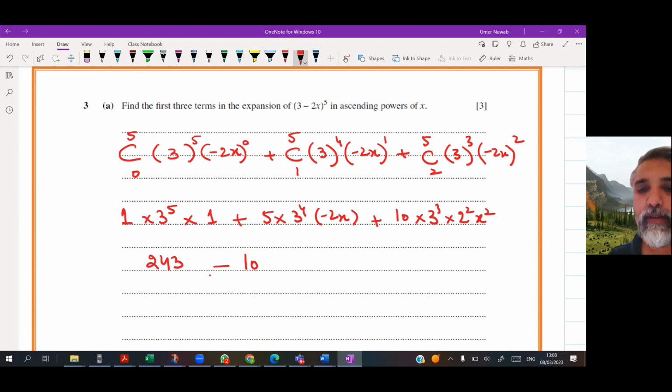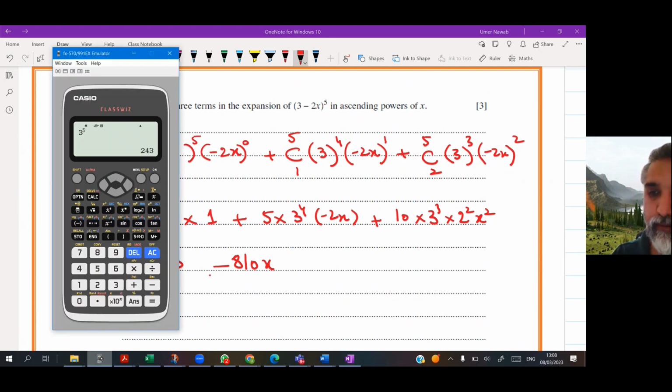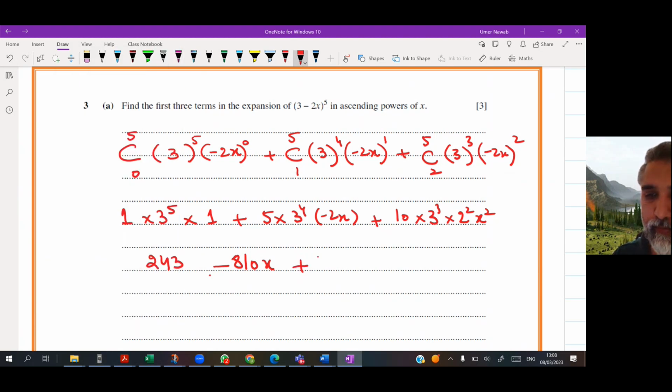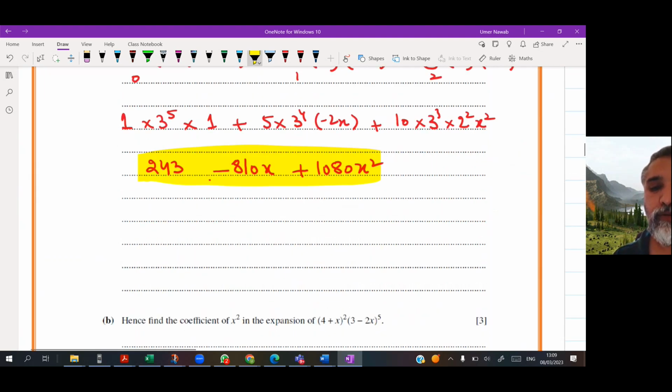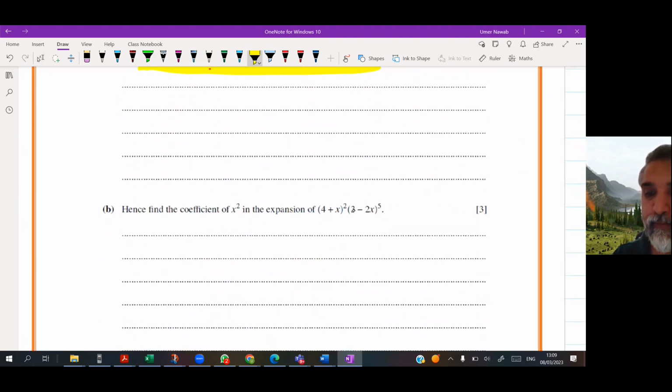So 3 raised to the power 4 is 81, so 810 along with x. And then 27 times 4 times 10 gives you 1080 x squared. So this is the expansion for (3 minus 2x) to the power 5. Then this expansion is already done, and now he needs also the expansion of this. When you multiply them together, you will be looking for the coefficient of x squared.